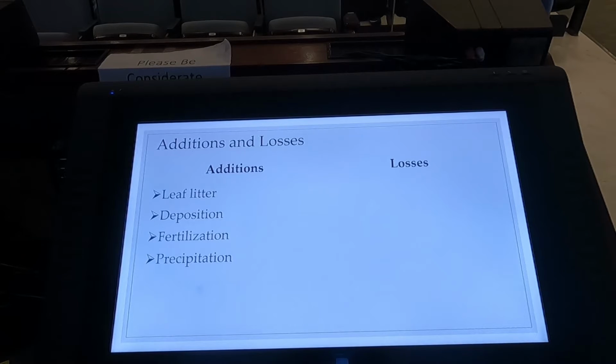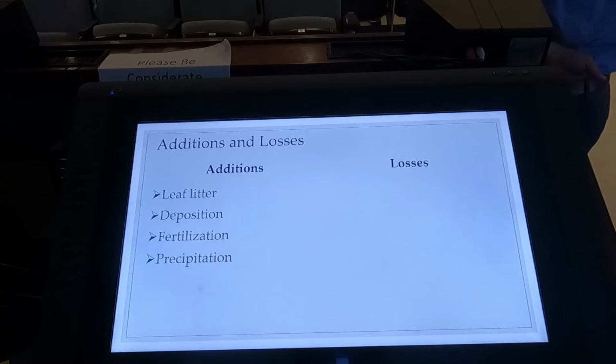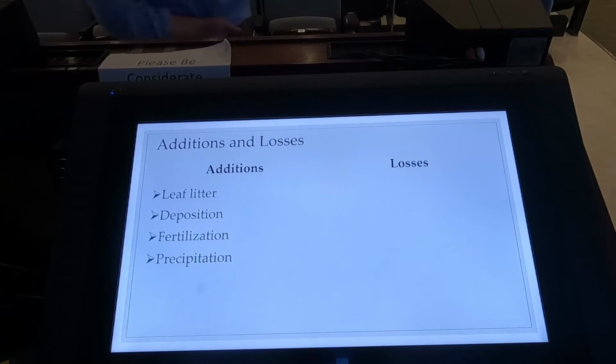So additions are going to be some sort of organic material, such as a leaf, is going to fall. The organisms will use that as a carbon source, some energy that will begin to decompose that. There might be some deposition, such as some other parent material that has some other minerals in it that is deposited and undergoes the weathering processes and changes a little bit of the makeup of that soil physical and chemical property. Fertilization, and not just human fertilization, but other kinds of fertilization.